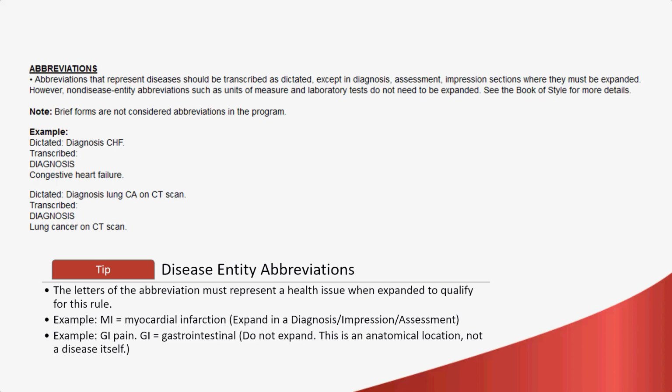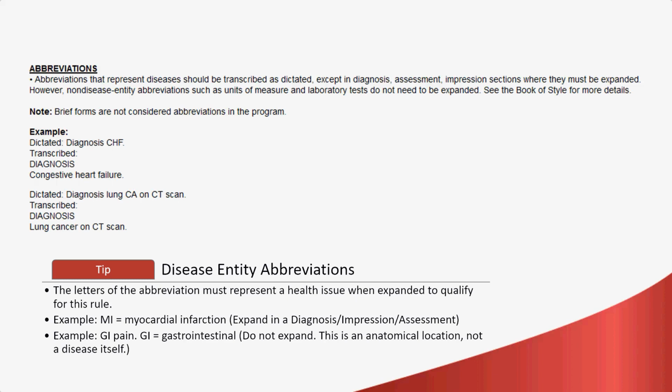So there's more in the Book of Style about that. And then brief forms are not considered abbreviations in the program. Again, I did talk about this in part 1, but a brief form of a word would be a shortened word, like exam instead of examination. An abbreviation is when letters stand for words when you expand, like MI stands for myocardial infarction, okay?